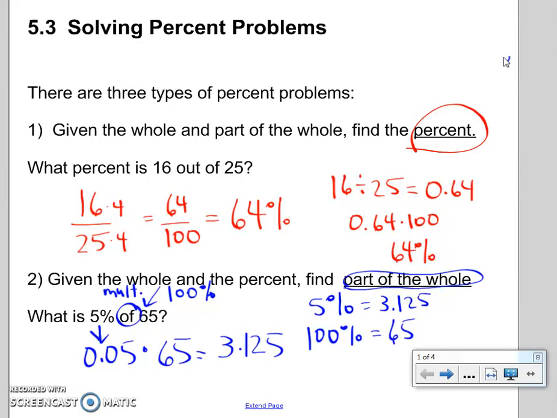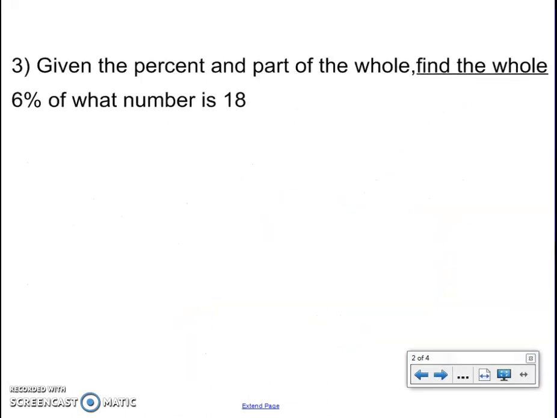So let's skip to the next screen. Alright, so this is the new percent problem. Given the percent and part of the whole, find the whole. And it's not always going to be worded like that. So let's try and break it down a little bit. So what this question is saying is 6% of what number is 18? Basically it's saying 6% is 18. What would be 100%? Right? Because this would be our whole.